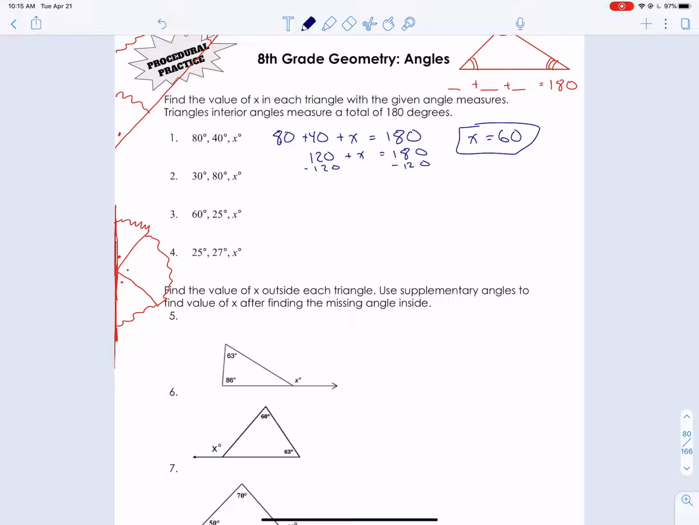Okay, and then just do this either in your head or on a calculator. Just make sure you try it with the original problem here. So if I take 80 and 40 and 60, and I add those up, will I get 180 degrees? So 40 and 60, that's 100 plus 80, 180. So it works. So always check your work.